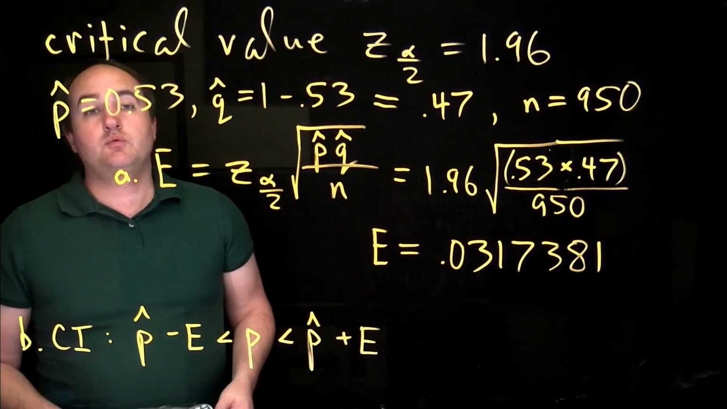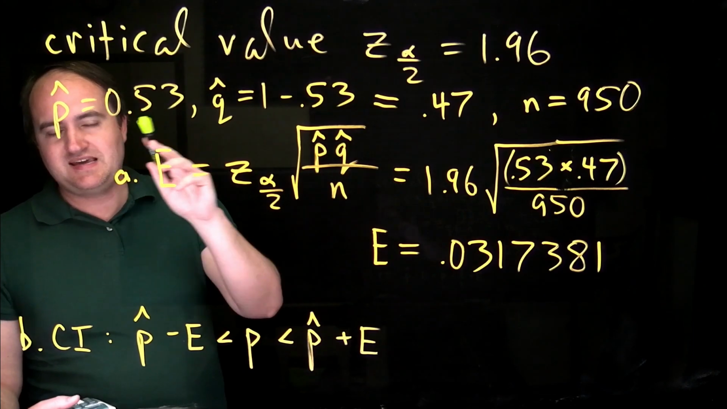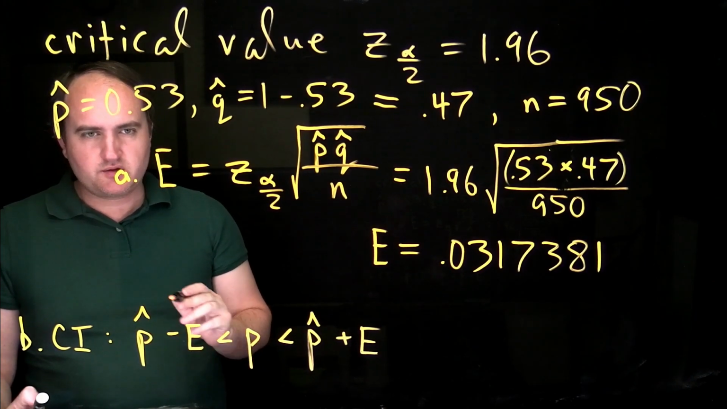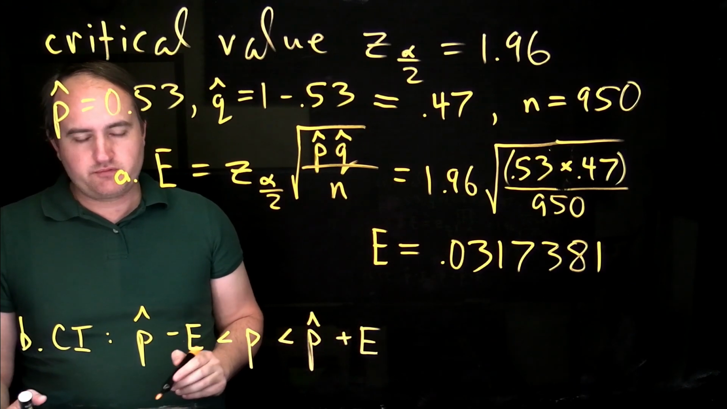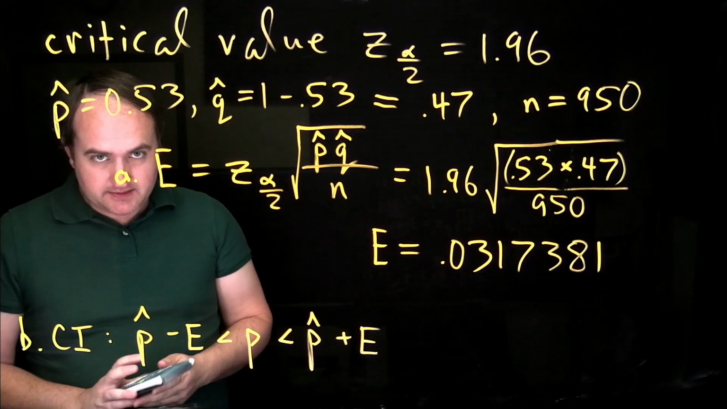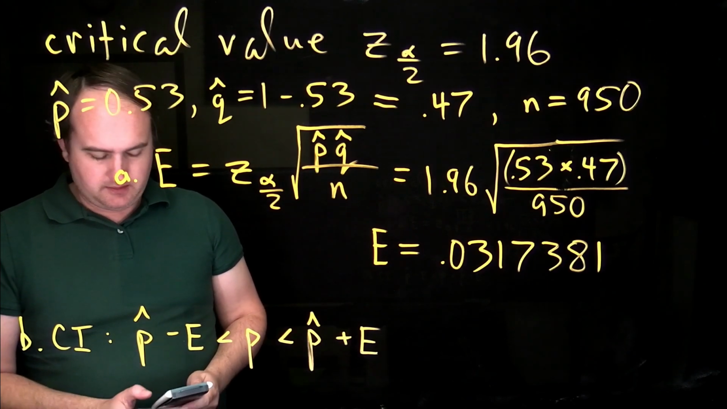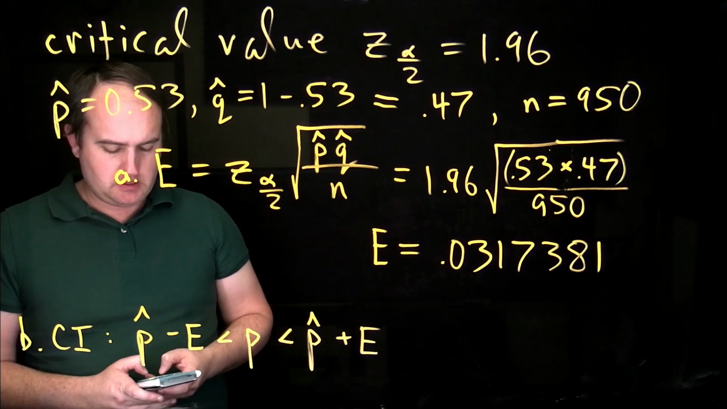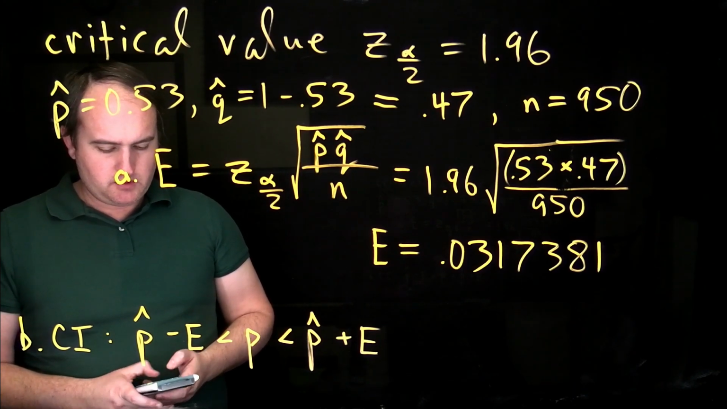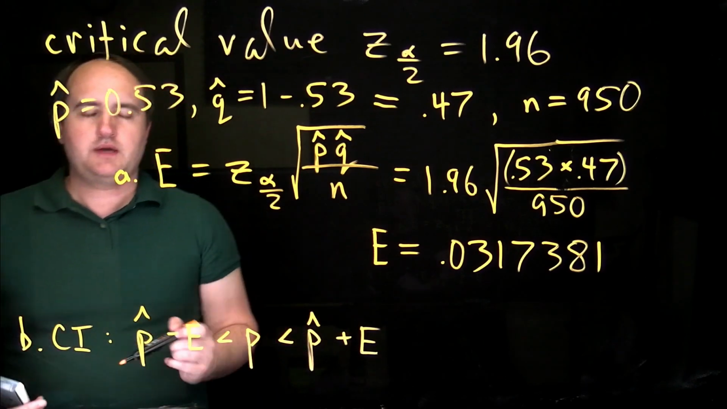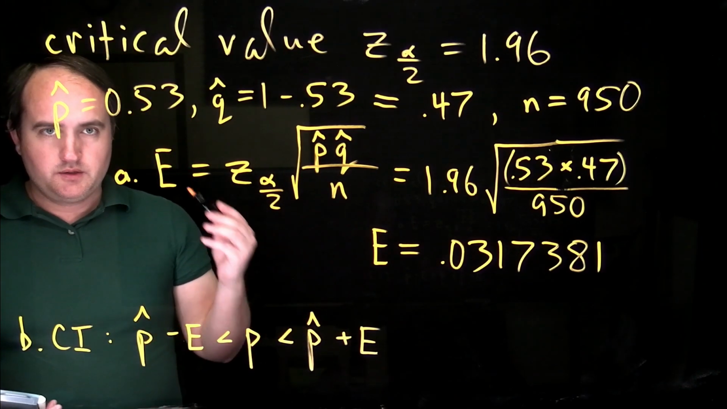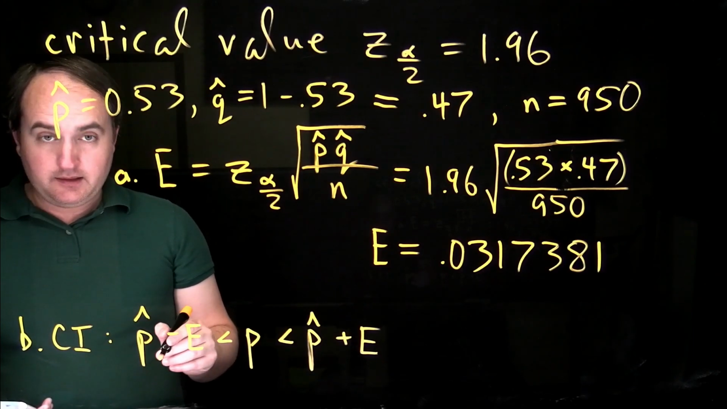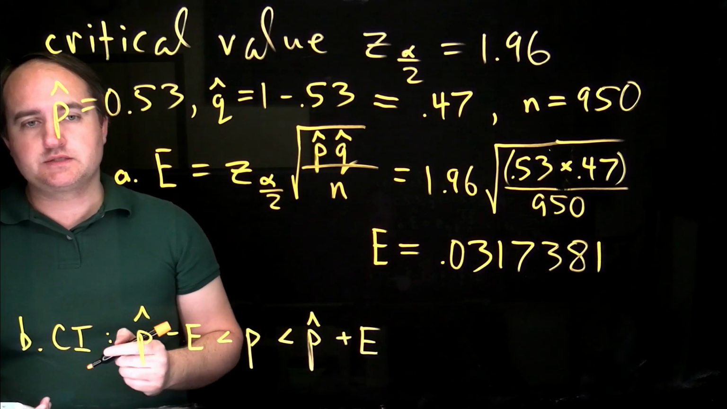Okay, so remember we already calculated 0.53 is p hat, and we just calculated E. So you just have to plug in the numbers into your calculator to get the left side and the right side of this confidence interval. So on the left side, p hat minus E is going to be 0.53 minus 0.0317381. So if you do p hat minus E on your calculator, just doing this minus that, I got 0.498, and I'm going to go ahead and round to 3 significant digits.